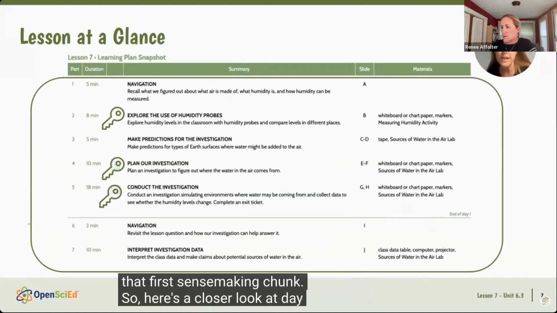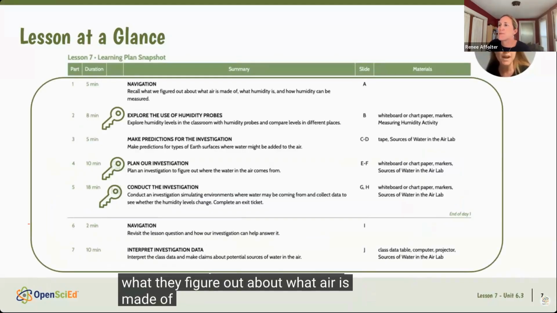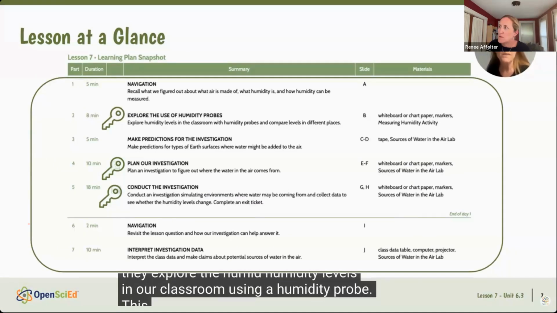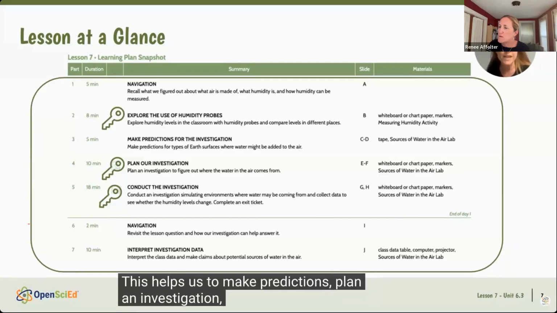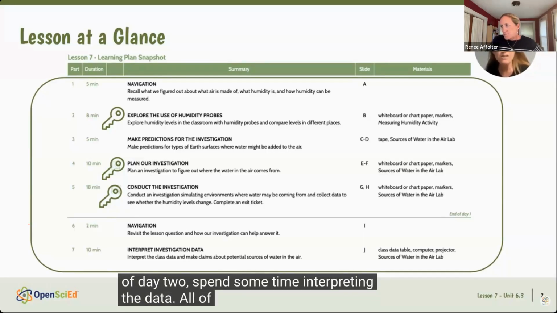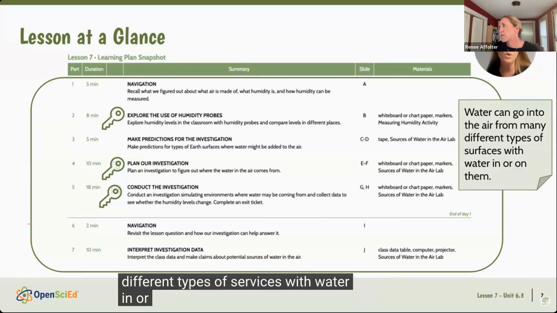So here's a closer look at day 1 and the start of day 2. Students recall what they figured out about what air is made of and what humidity is, and then they explore the humidity levels in our classroom using a humidity probe. This helps us to make predictions, plan an investigation, and then carry out that investigation. At the start of day 2, we spend some time interpreting the data. All of these activities help us to gather evidence and to figure out that water can go into the air from many different types of surfaces with water in or on them.